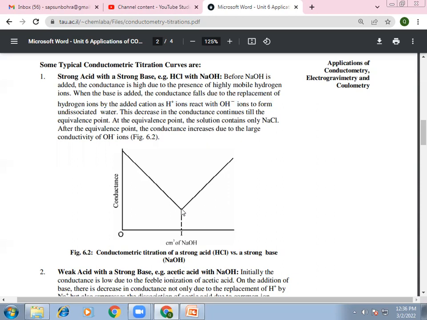After that, the solution mainly contains only NaCl. After the equivalence point you can see the conductance increases because of the large conductivity of OH minus ions. Okay, so if I plot the graph of conductance versus the volume of NaOH added, you get a V-shaped curve, and this is your end point.